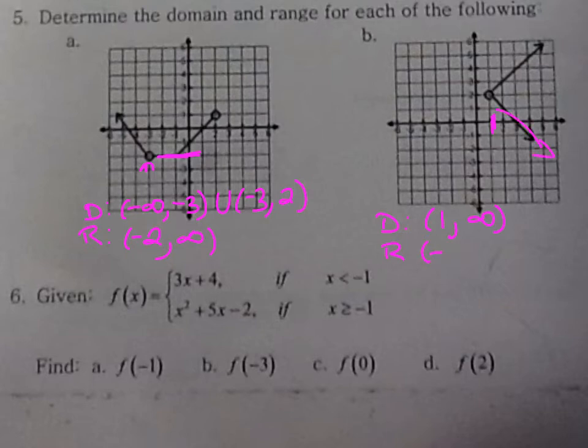Now, it goes up, but it does not include 2 here because there's a hole there. So it has to be 2, and then union, it picks back up on the other side of 2 and goes to positive infinity. All right, so let's take a look at number 6.